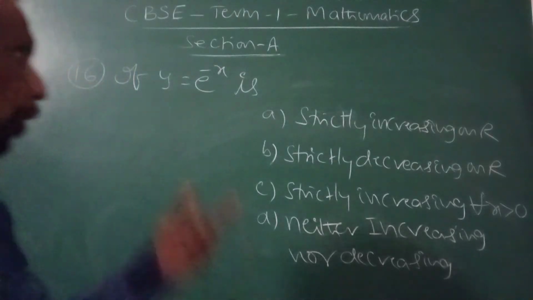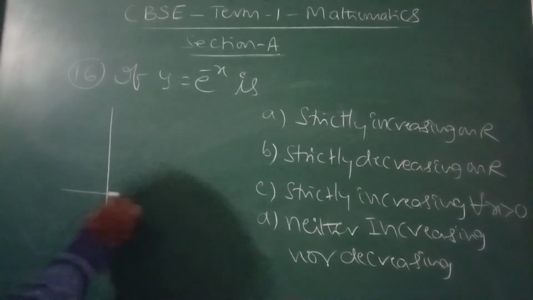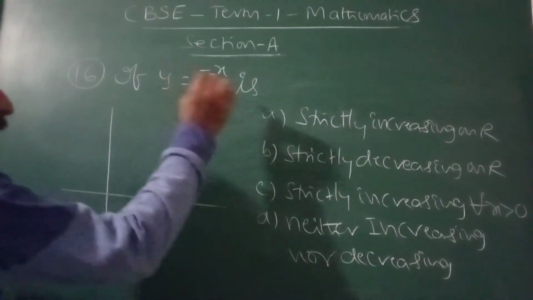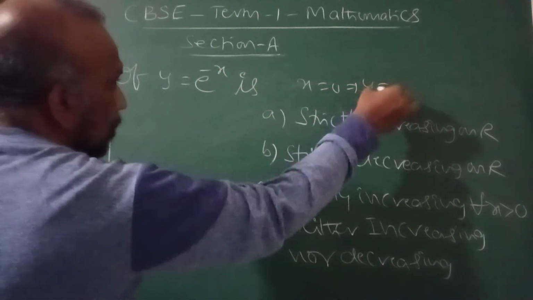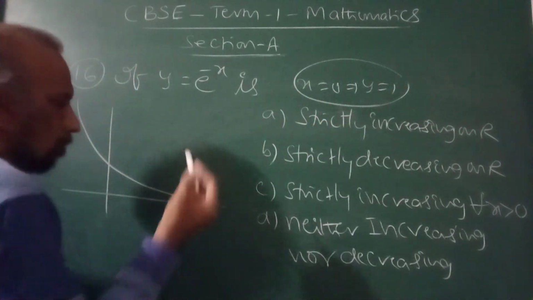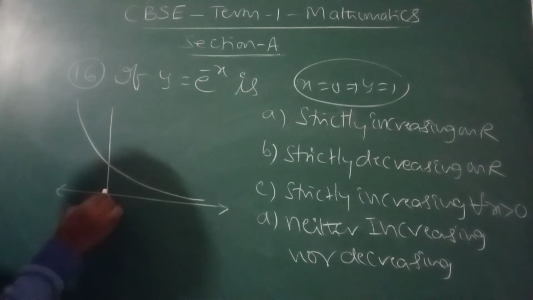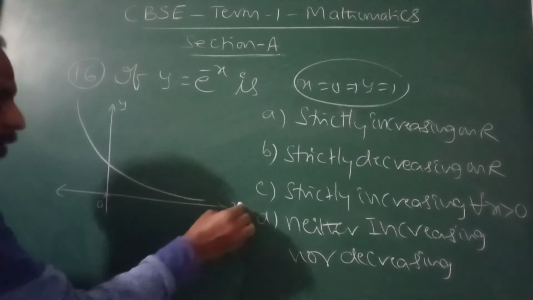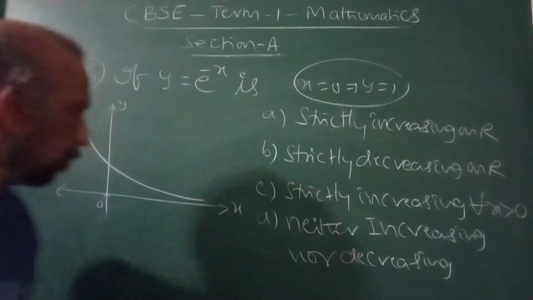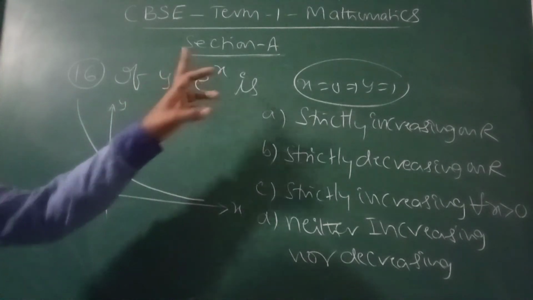So this is the graph. If you look at the graph of this, easily you can write your answer. E power minus x, always remember here. You know that when x equals 0, y equals 1. The graph comes like this, approaching the positive x-axis. When x approaches infinity, e power minus x approaches 0. This point will be 0, 1. When x equals 0, y equals 1.